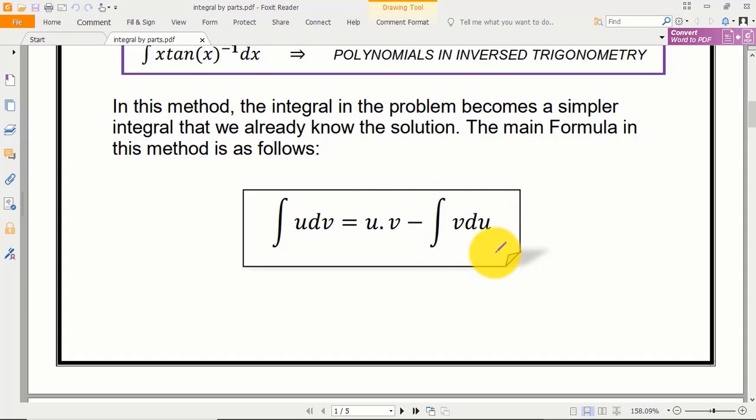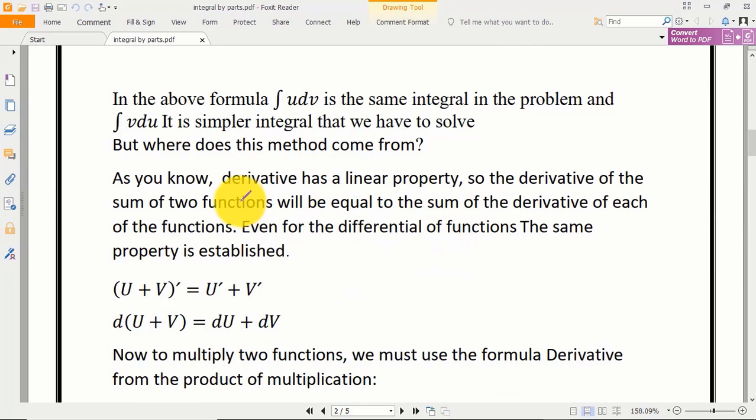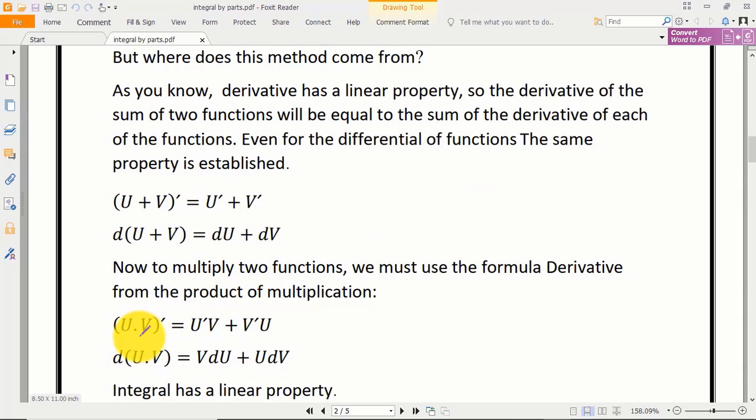Before I talk about this formula completely, let's have a quick look at how it is derived. As you know, the derivative has some properties like linearity, so the differential would be the same. Also, the derivative of the summation of two functions is the derivative of the first function plus the derivative of the second function. This rule also applies to the differential. Now the derivative of the multiplication of two functions: here you have to use the product rule. That is the derivative of the first function multiplied by the second function plus the derivative of the second function multiplied by the first function. We have the same formula for the differential.